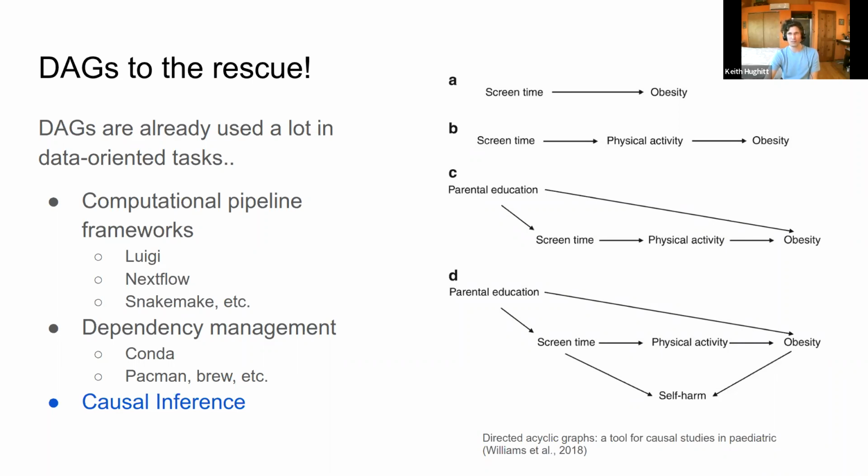But then, there might be other things that are mediating this interaction, such as physical activity. So screen time affects physical activity, which in turn affects obesity. But as you think about this more thoroughly, you can imagine other ways that this causal structure can play out.